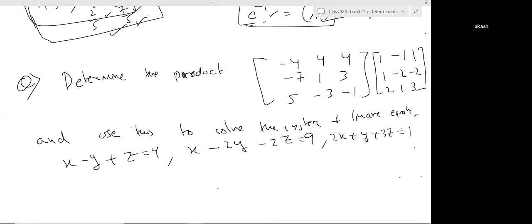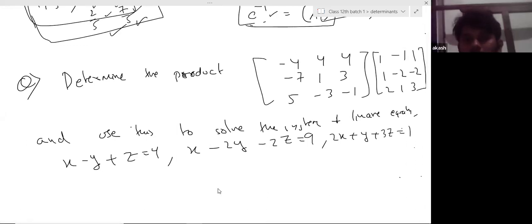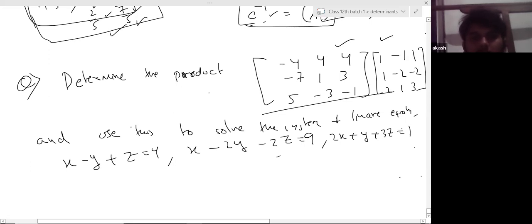Alright. They're saying find the product of this times this, and then use this to solve the system. So you have to find the product first. Please tell me the answer of this multiplication. Find the product and tell me what you are getting. Suppose this is a matrix C and this is a matrix D. Tell me what you are getting. CD.